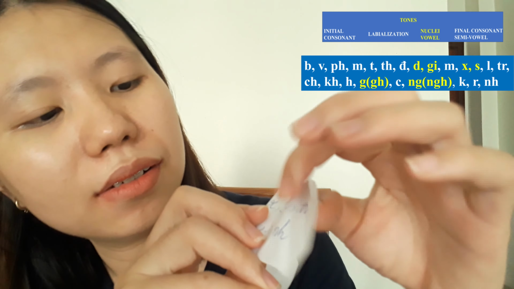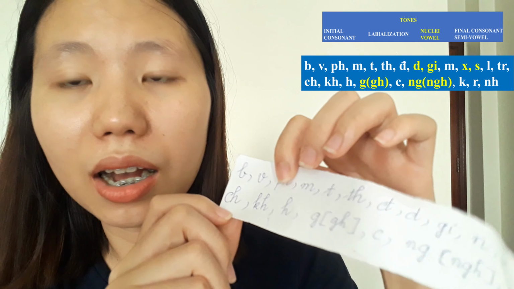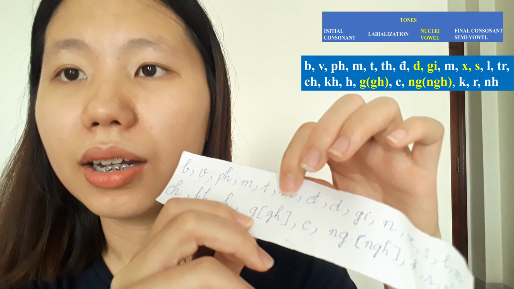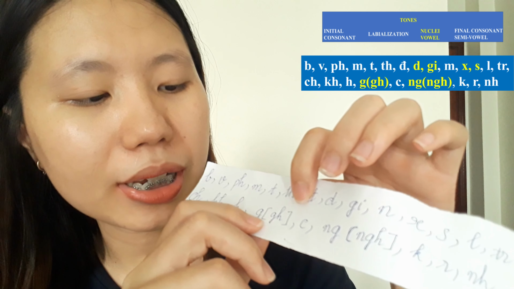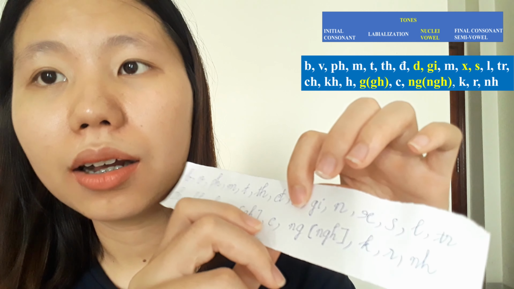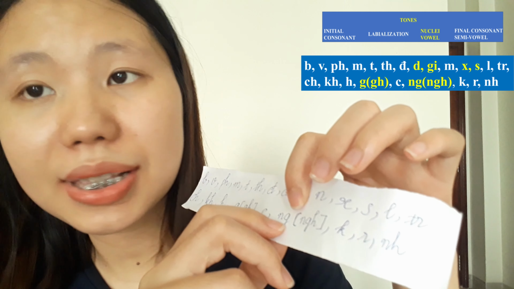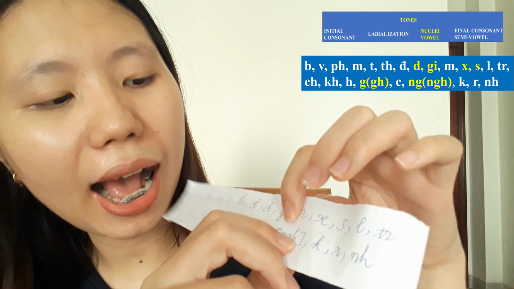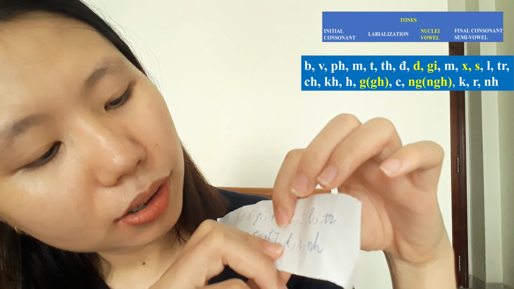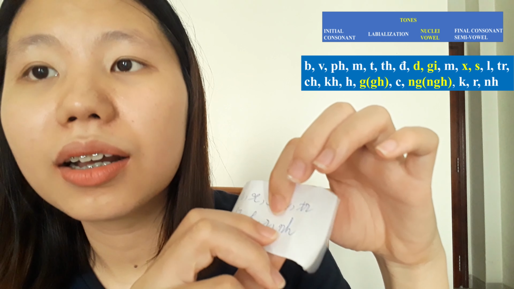And then we have la, ja, ya, ka, ha, ga. We also have another way to write the sound g, gh, and the sound ng, ngh. Then k, r, and ñ.